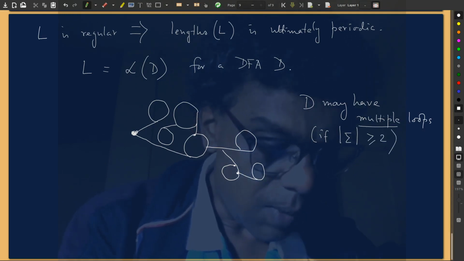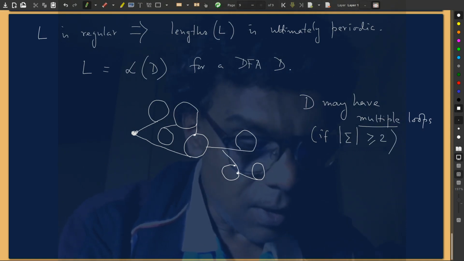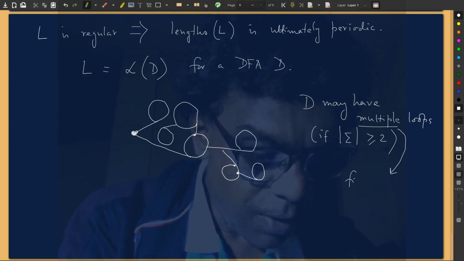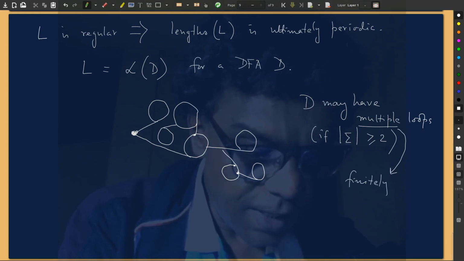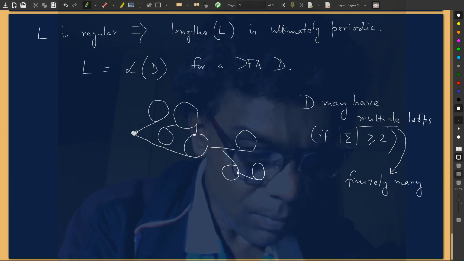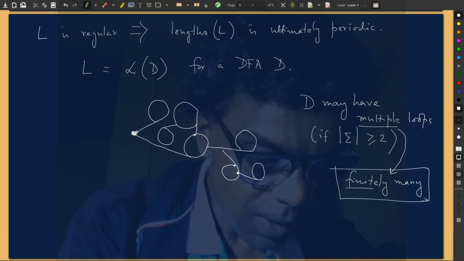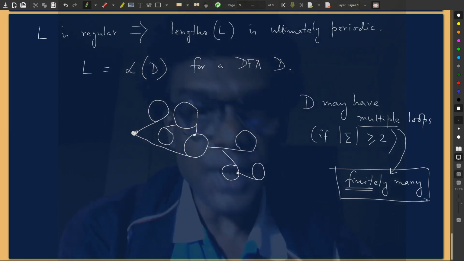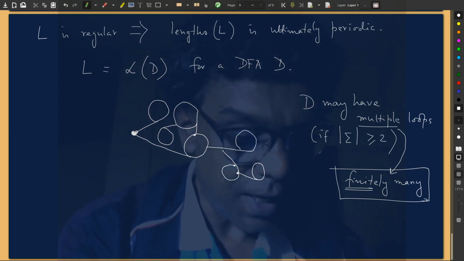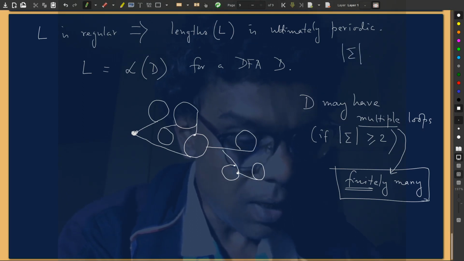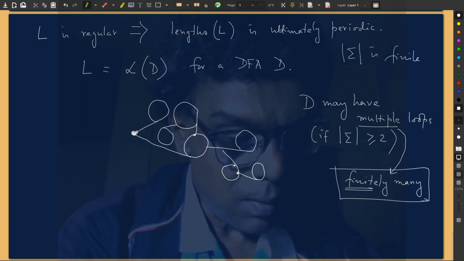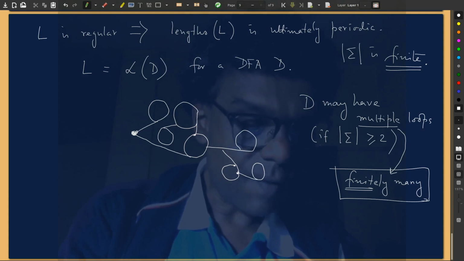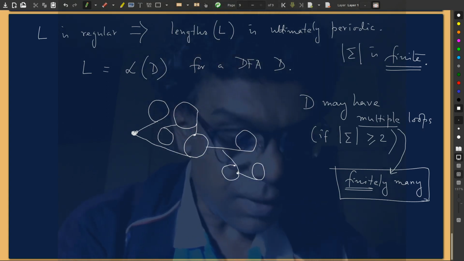But what is important in this context is that although this is multiple and maybe very large, the number of loops cannot be infinite, because the machine has only a finite number of states and sigma is also finite. Of course, here I assume that the size of sigma is finite. This is an important assumption, but by definition, alphabets are finite sets of symbols in any case.